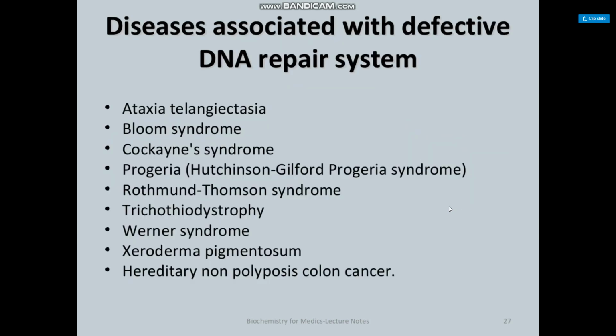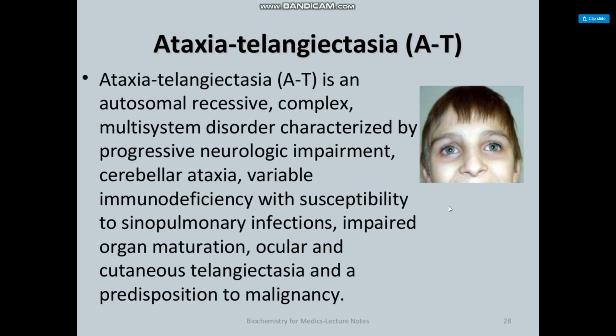Diseases associated with defective DNA repair systems include ataxia telangiectasia, Bloom syndrome, Cockayne syndrome, progeria, Rothmund-Thomson syndrome, trichothiodystrophy, Werner syndrome, xeroderma pigmentosum, and hereditary nonpolyposis colon cancer. First we discuss ataxia telangiectasia. Ataxia telangiectasia is an autosomal recessive complex system disorder.